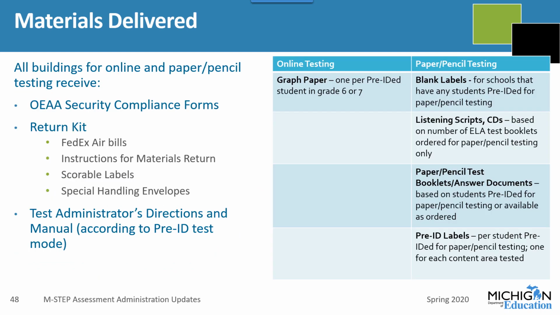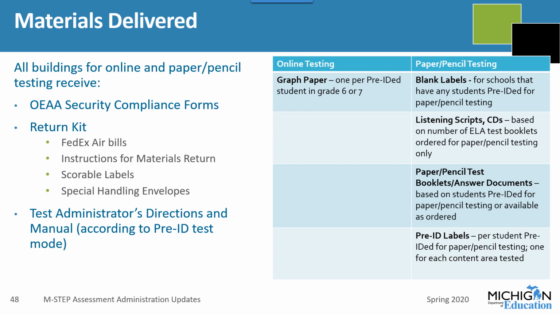We are asked frequently what comes in the initial material orders, which are based on pre-ID count. So here we go. Everyone receives OEAA security compliance forms, the return kit, which includes the FedEx air bills, instructions for materials return, scorable labels, and special handling envelopes. Plus, they receive the test administrator's directions and manual, either online and/or paper pencil, depending on their pre-ID count. The test administrator's directions and manuals are sent at a rate of 1 per 20 pre-ID'd students.